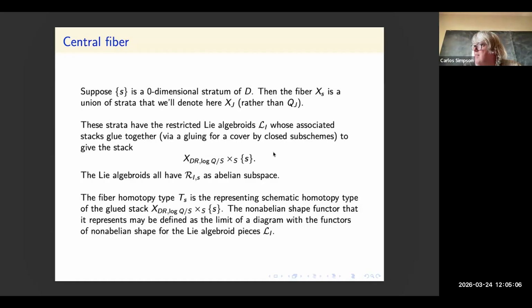As a first approximation, although that's not really what we're talking about here, think of a semi-stable family of curves. The logarithmic de Rham stack of the central fiber is going to be obtained by gluing together logarithmic de Rham stacks of the pieces, and identifying the residual spaces at the nodal points. So the point here is, in the case of a semi-stable family in higher dimensions, that gluing process also fits together, gives you a way of fitting together a logarithmic de Rham stack. And so then we can get a representing schematic homotopy type of the resulting glued stack.